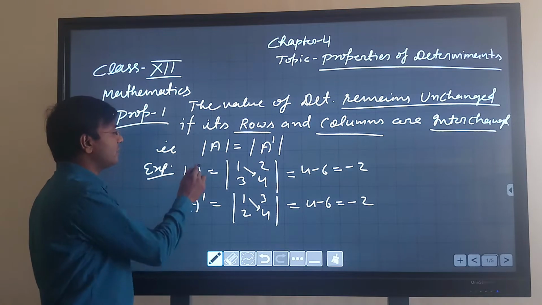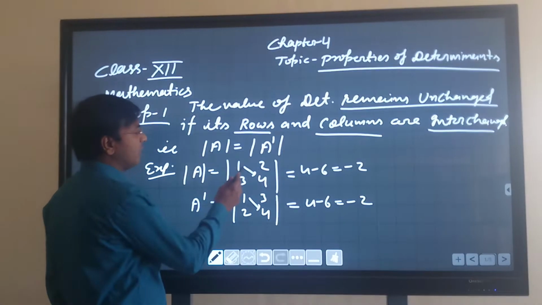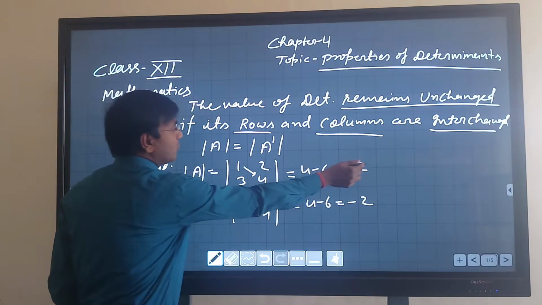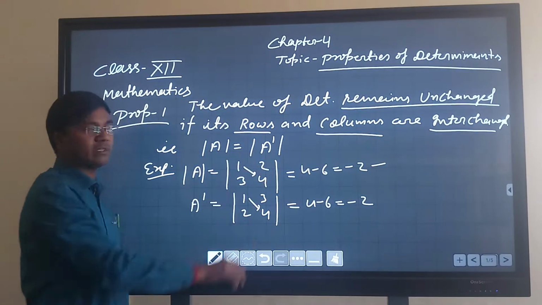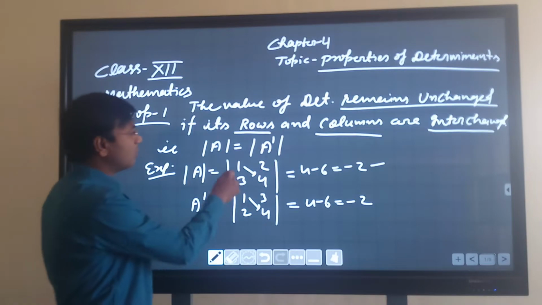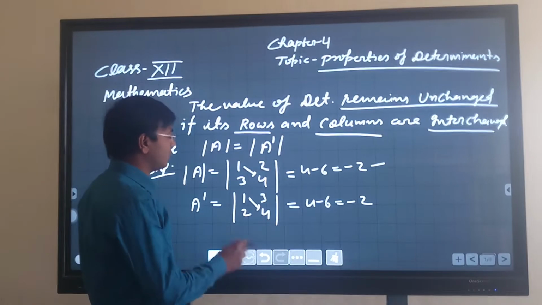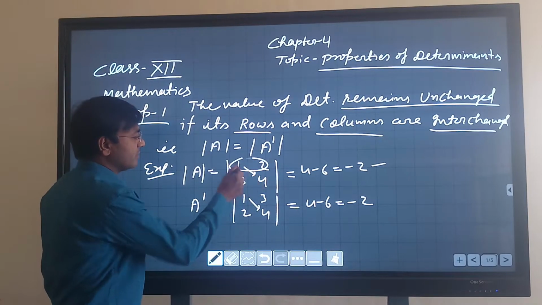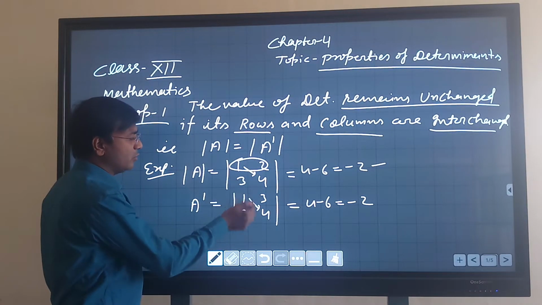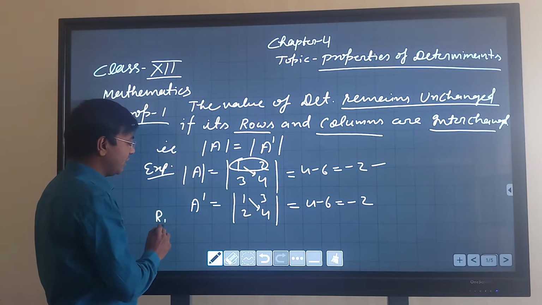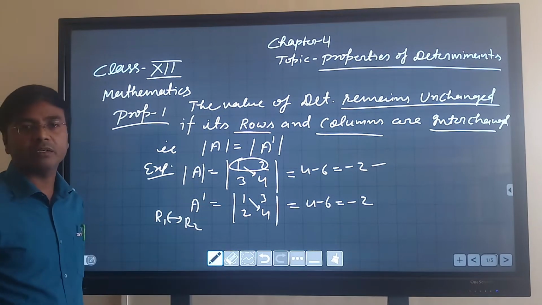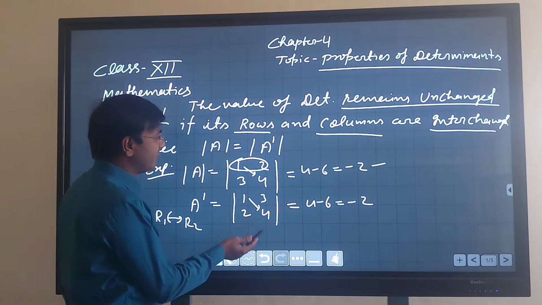Consider the determinant of a square matrix 1 2 3 4. The value will be 1 into 4 minus 6, equal to minus 2, that is the cross product. We learned yesterday how to solve an order 2 determinant. Now if I change R1 and R2, so the rows are being interchanged, let's find the values.